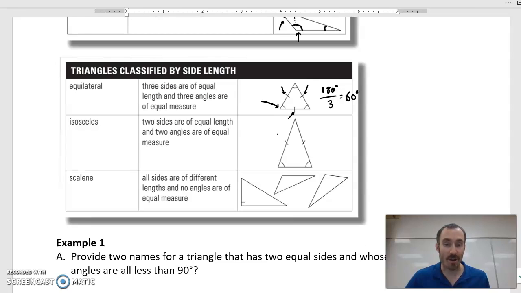So notice the tick marks over here and over here. That means that this is an isosceles triangle. What goes along with that is that these two angles down here are also equal to each other. And that makes this isosceles. The last one, scalene, that just means it doesn't fit any of those other two. All sides are of different lengths and all the angles are different measures.